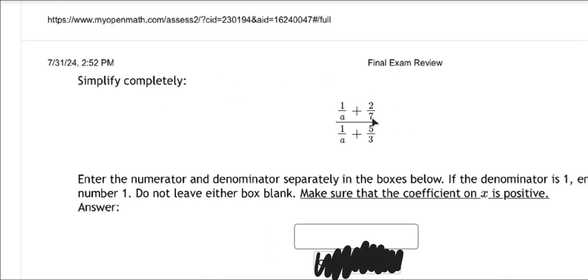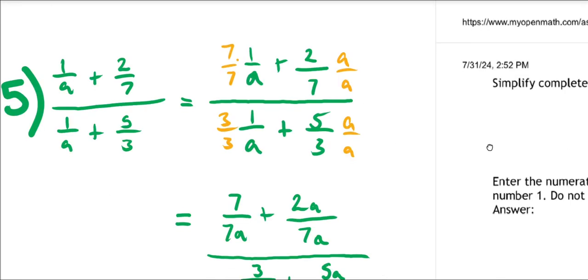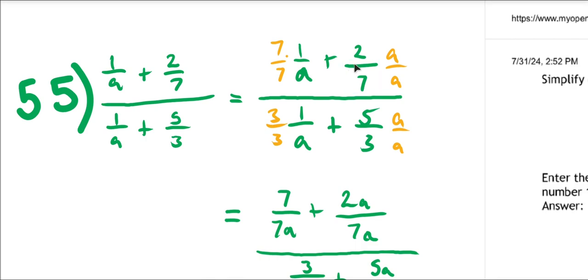Okay, here we have a complex fraction. We're looking at 1 over a plus 2 over 7 over 1 over a plus 5 over 7. It's a fraction with expressions involving fractions in the numerator and denominator. To simplify this, we have to carry out the addition that's being prescribed. So if I want to do that, I have to get the bases the same.